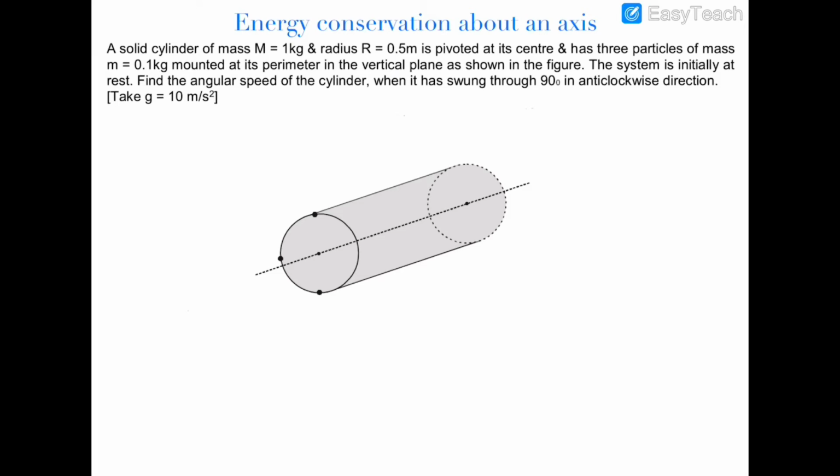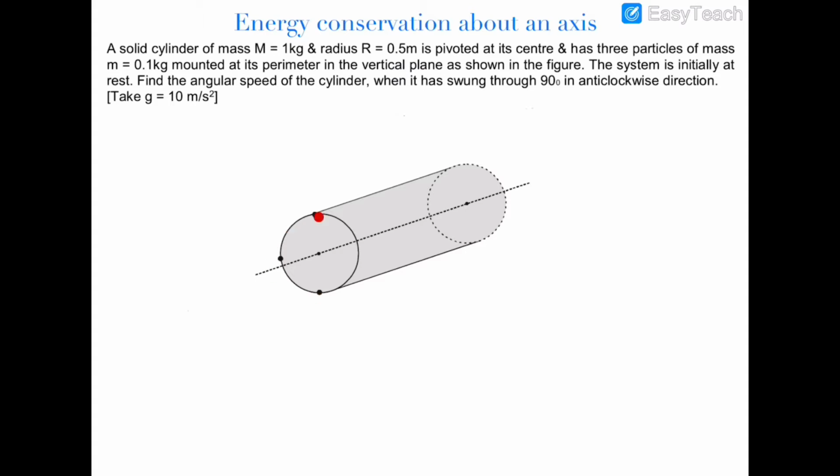Now in this video, moving forward from IAR, I'll be demonstrating the numerical problems which are based on energy conservation in rotational motion about some fixed axis. So this is the first question in which there is a solid cylinder of mass 1 kg and its radius is 0.5 meter. It is pivoted along this axis which is passing through its center, and 3 point masses each of mass 0.1 kg are attached on its periphery like that.